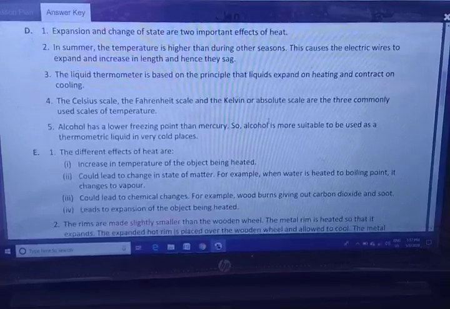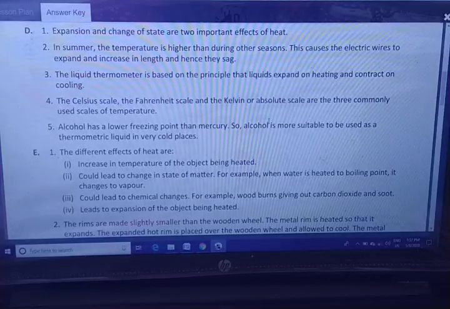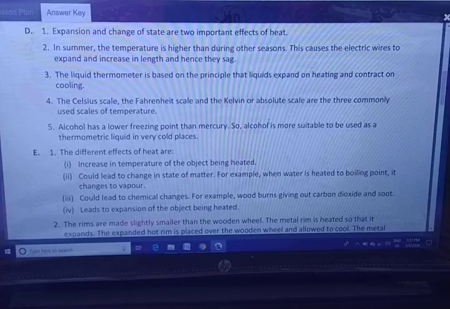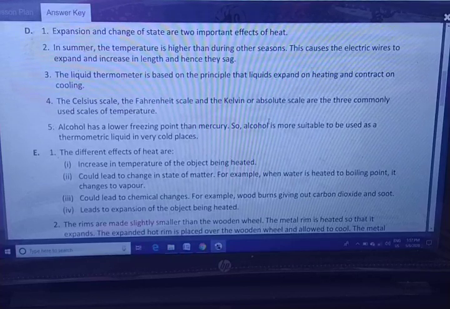Second question is, why do electric wires sag between poles on a hot day? So in summer the temperature is higher than during other seasons. This causes the electric wires to expand and increase in length, and hence they sag. So this was our 4th chapter short question answer, second one.